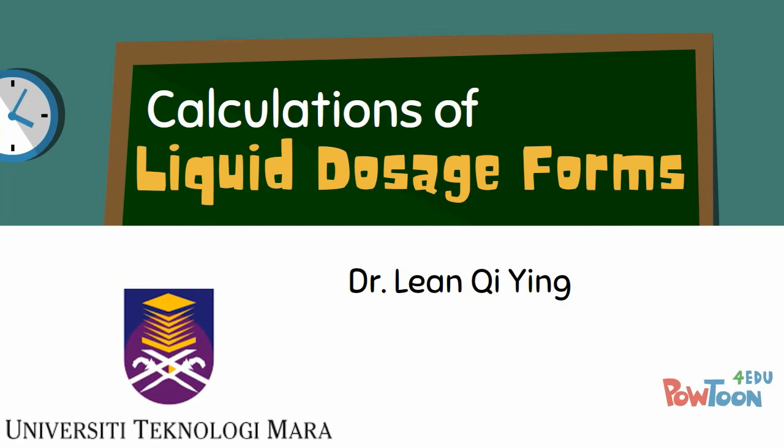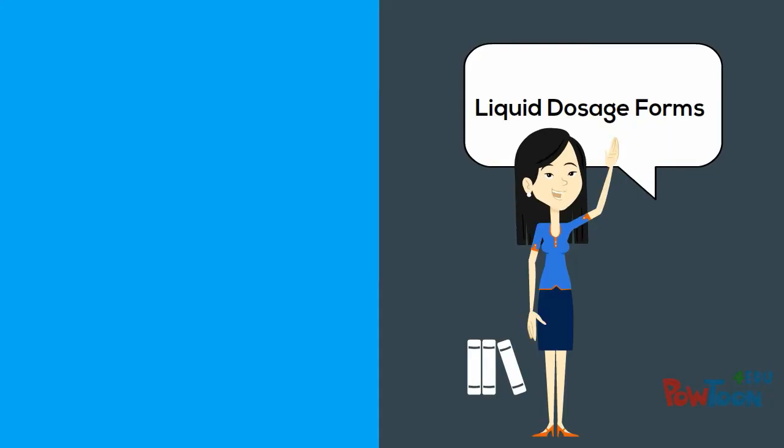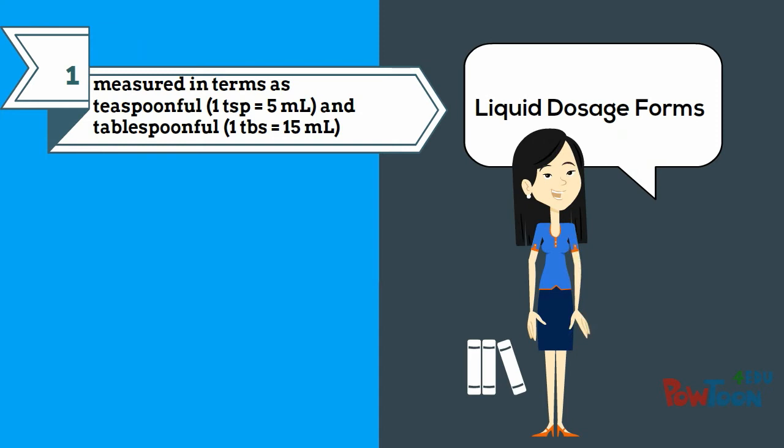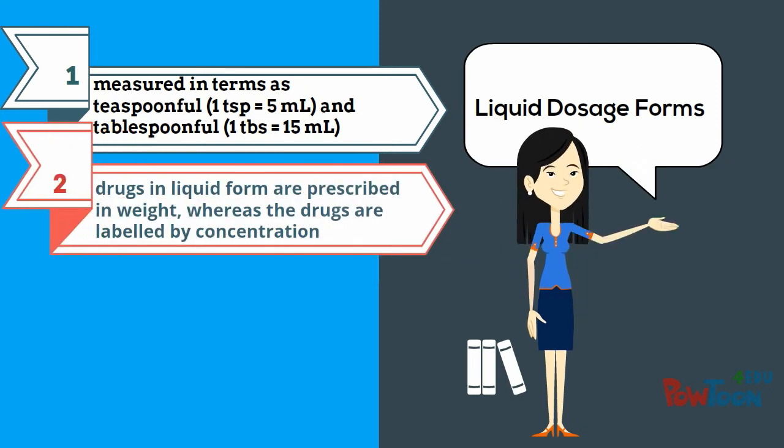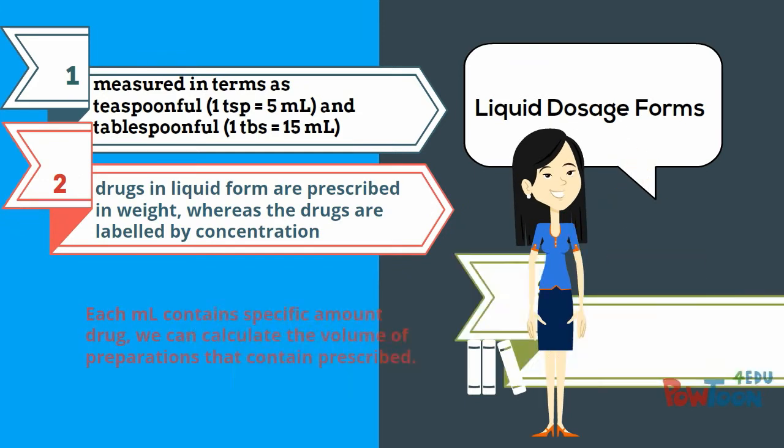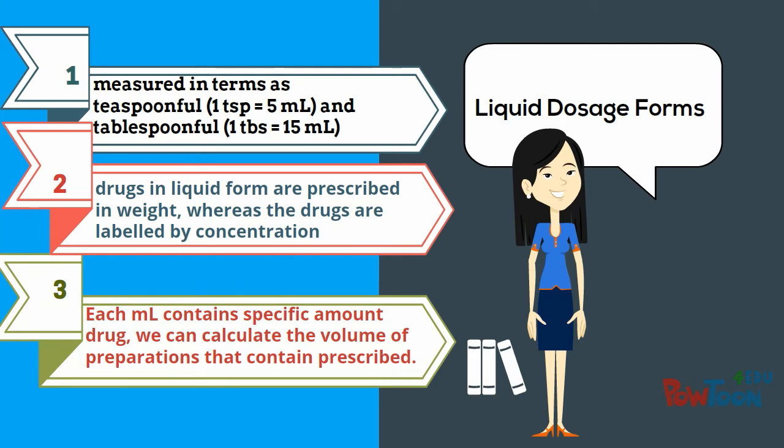We are going to continue to have fun with liquid dosage form calculations. Liquid dosage forms are measured in terms of teaspoonful or tablespoonful. Drugs in liquid dosage form are prescribed by weight, whereas the drugs are labeled by concentrations. Since each measure contains a specific amount of drug, we can calculate the volume of preparation that contains the amount prescribed.